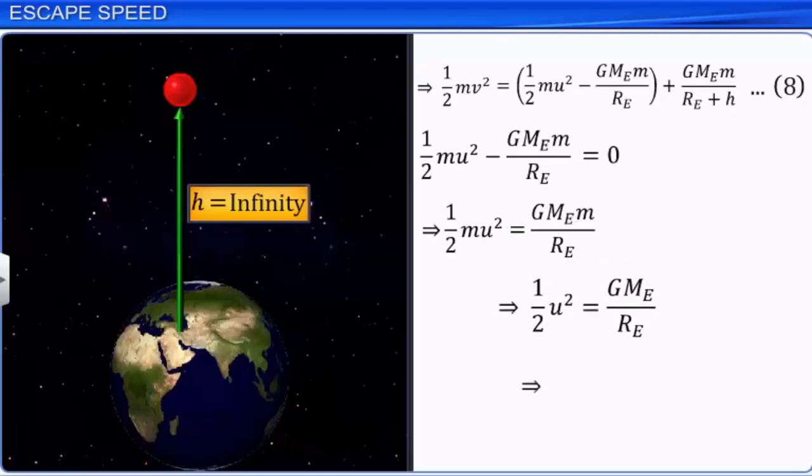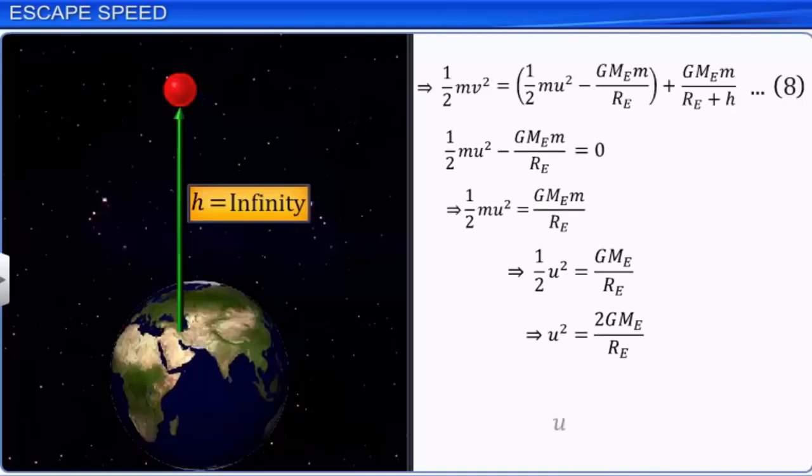Rearranging the terms in the equation and simplifying, you get the value of u as given by the equation u is equal to square root of 2GME divided by RE. Let this be equation 9.